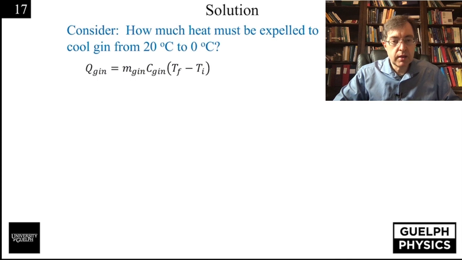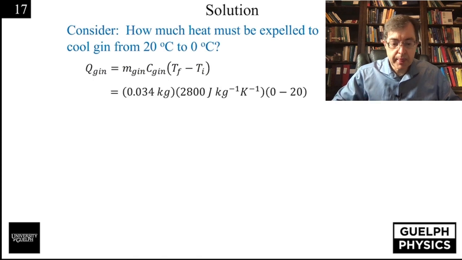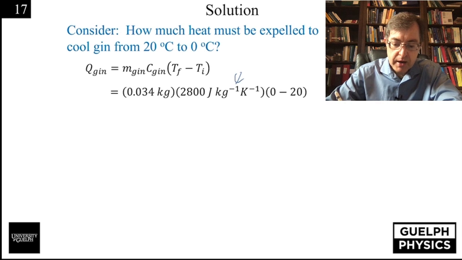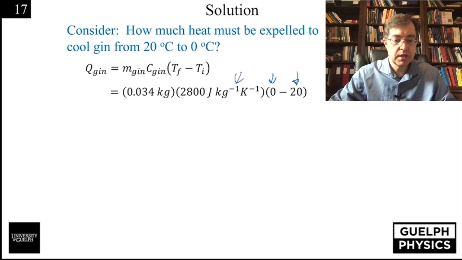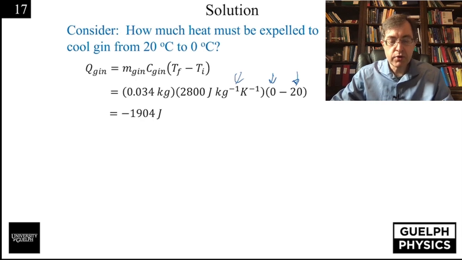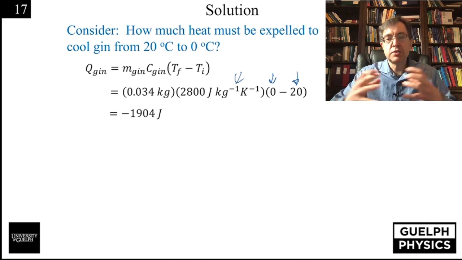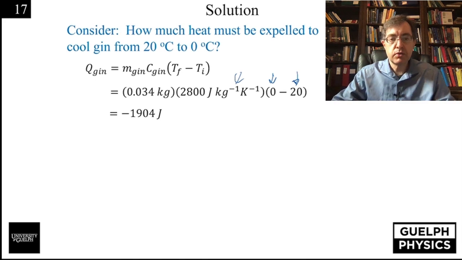And so the heat required is the mass of the gin times the heat capacity of the gin times the final minus the initial temperature. So that's the 3.34 grams times the 2800 joules per kilogram per Kelvin heat capacity times the final temperature of 0 degrees Celsius minus the initial temperature of 20 degrees Celsius. And that gives me a heat of minus 1904 joules, which means that the gin is actually losing heat or losing energy to the water.